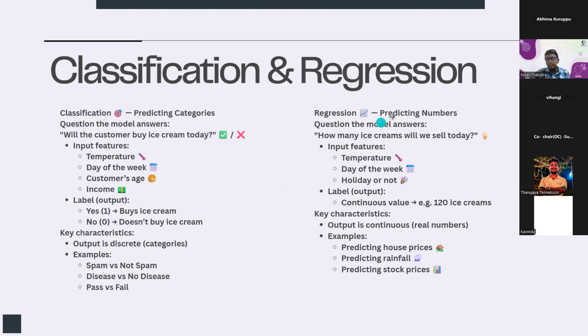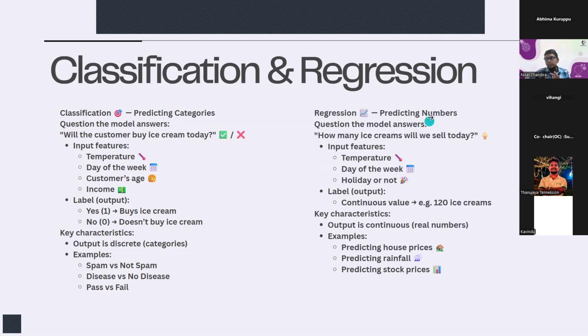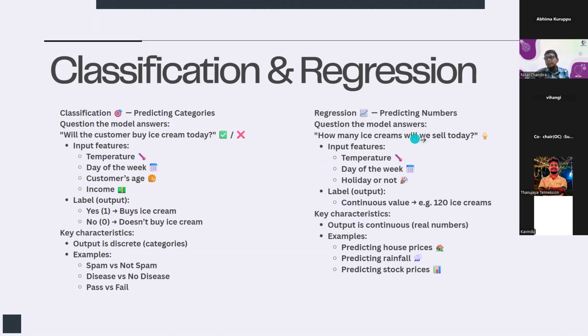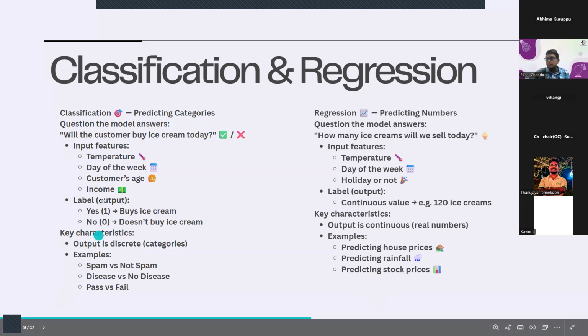When it comes to regression, predicting numbers is regression. You are predicting a number, a value. How many ice creams will we sell today? You get a continuous value as output, such as 120 ice creams. Can you see the difference?